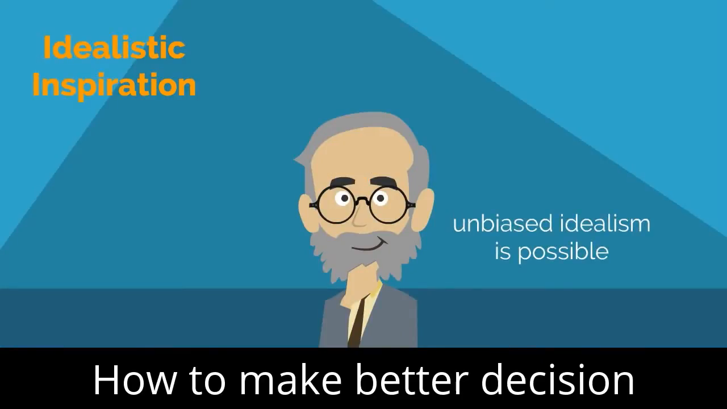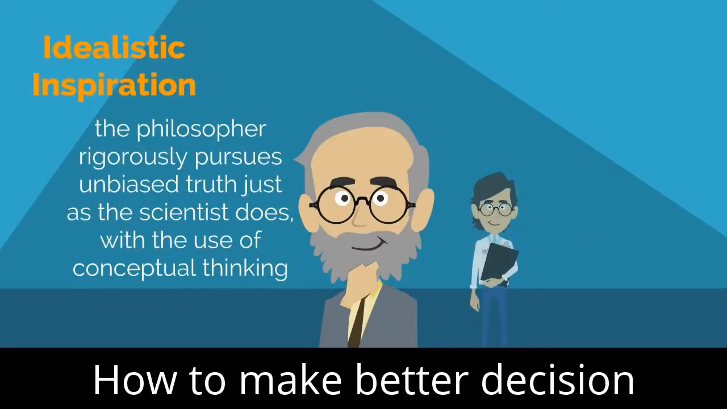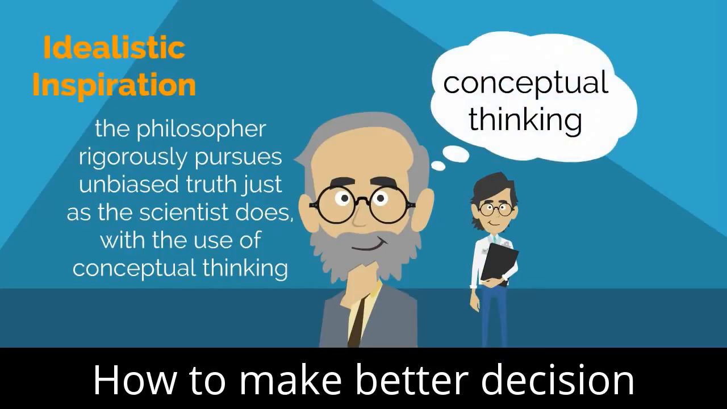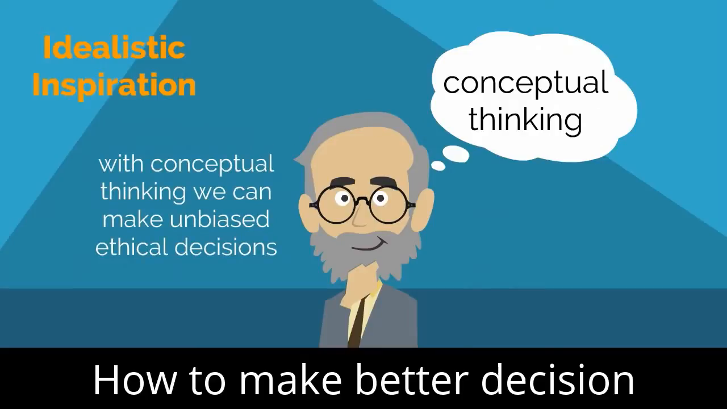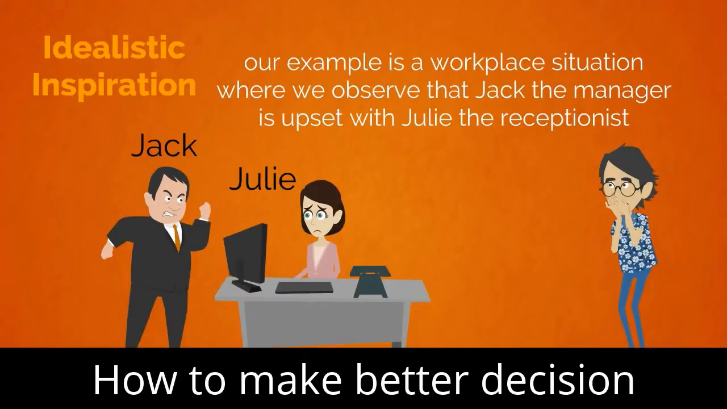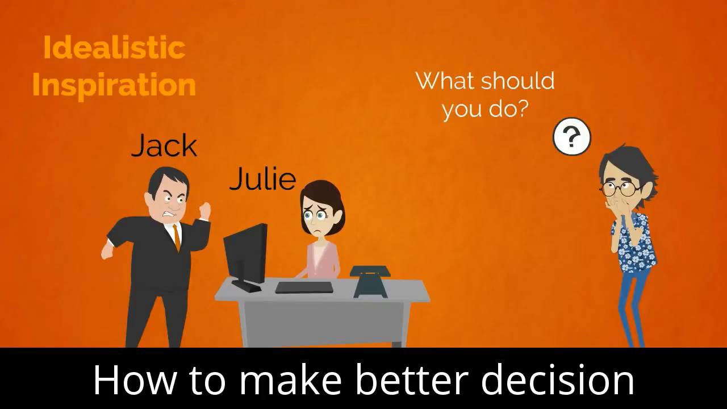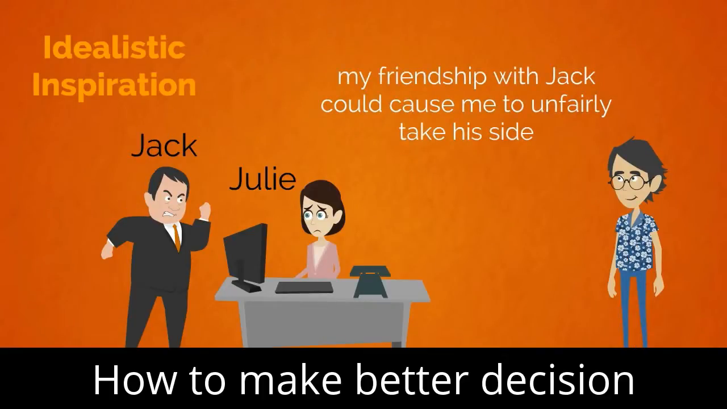Unbiased idealism is possible. The philosopher rigorously pursues unbiased truth just as the scientist does, with the use of conceptual thinking. With conceptual thinking we can make unbiased ethical decisions. Our example is a workplace situation, where we observe that Jack the manager is upset with Julie the receptionist. What should you do? My friendship with Jack could cause me to unfairly take his side.